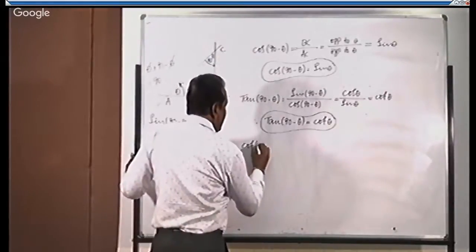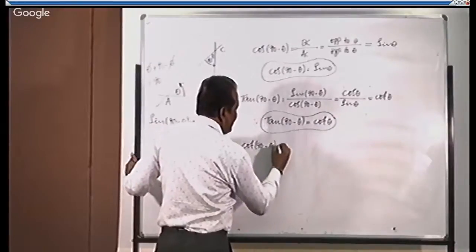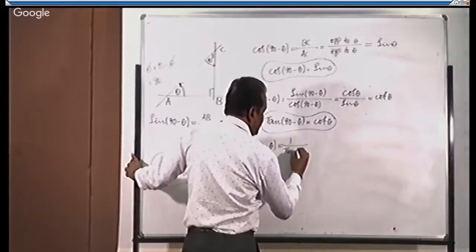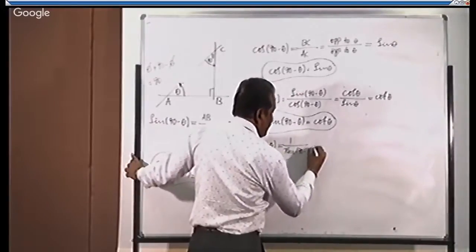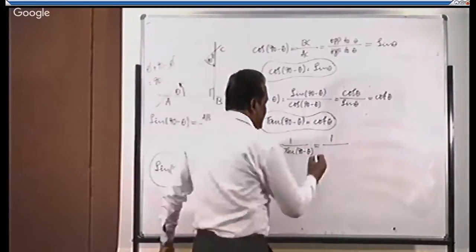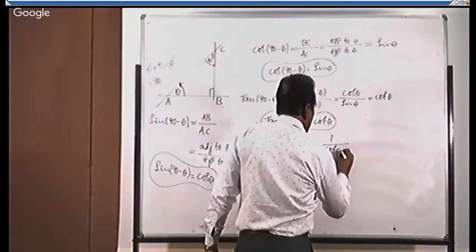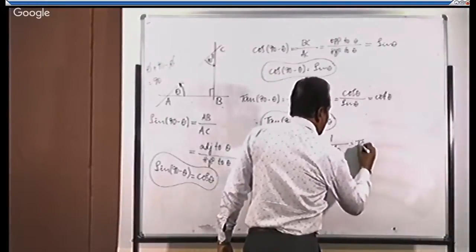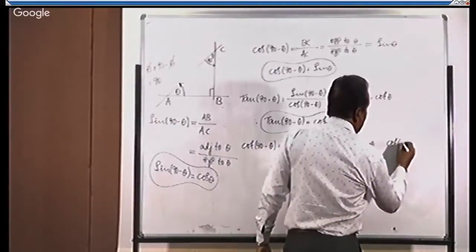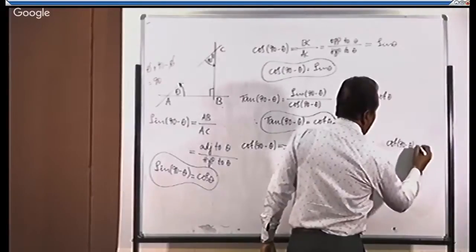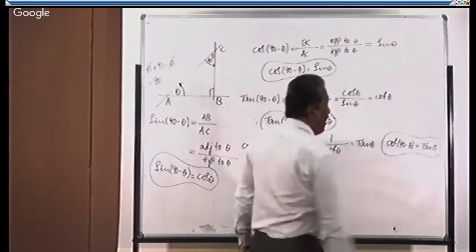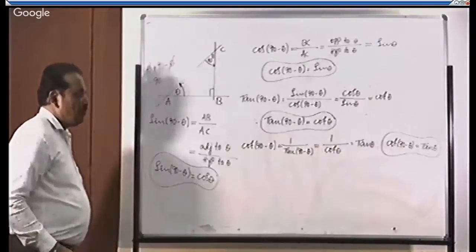Now, cot of 90 minus theta. Use the reciprocal relation: cot theta is 1 by tan theta, where theta is 90 minus theta. This is equal to 1 by tan of 90 minus theta, which we just proved is cot theta. But we know 1 by cot theta is tan theta. Therefore, cot of 90 minus theta is always equal to tan theta.